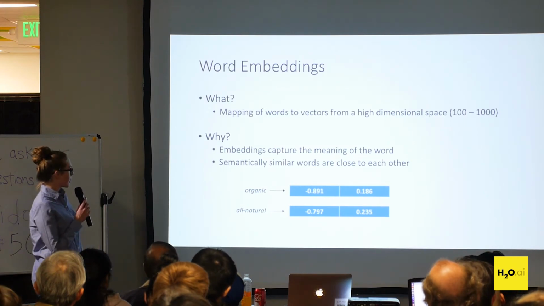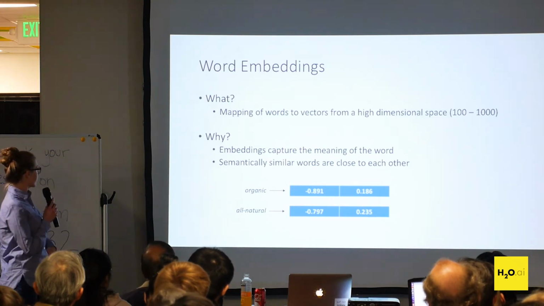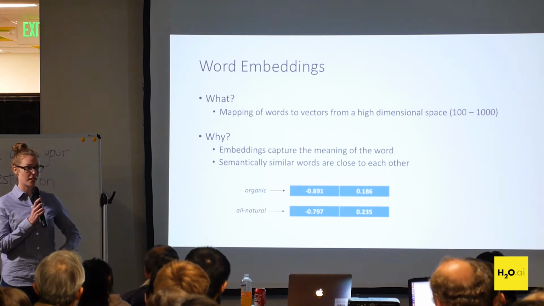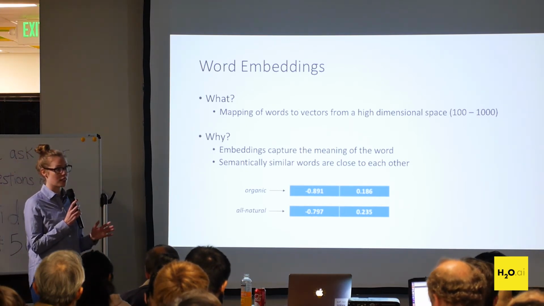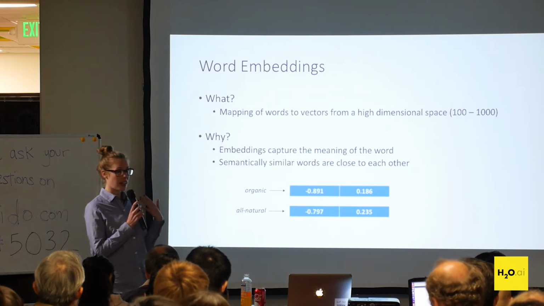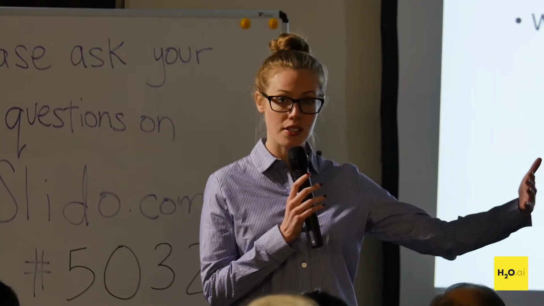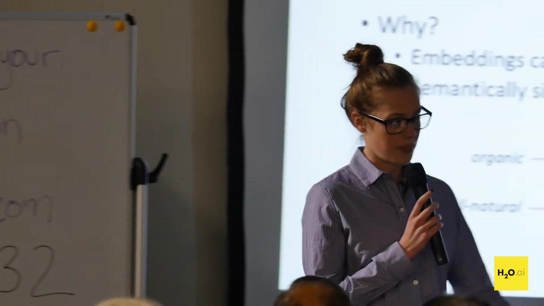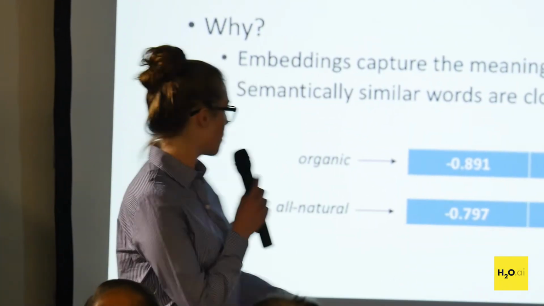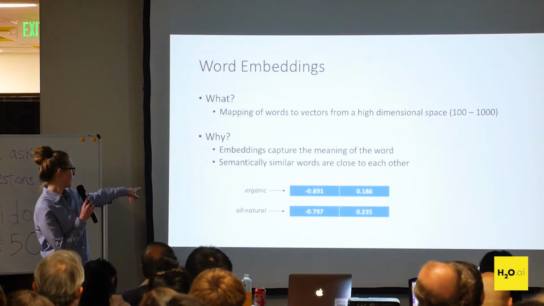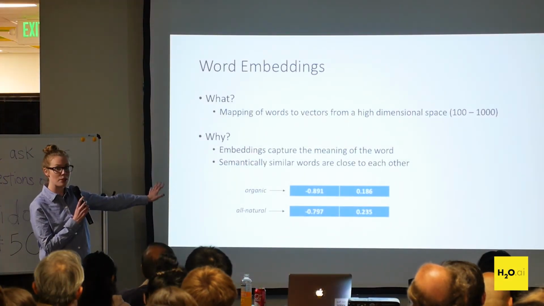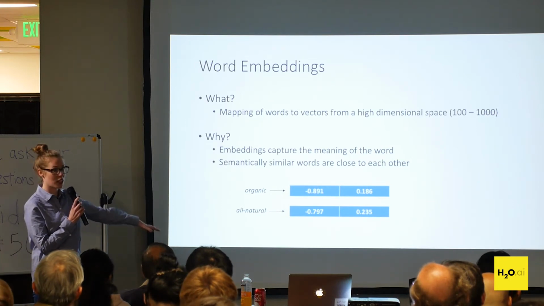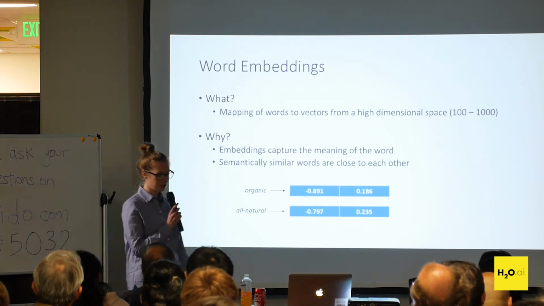With word embeddings, we're going to get word embeddings from Word2Vec. It's going to map our words to vectors, typically 100 to 1,000 length vectors. So for each word, we get this pretty long vector of numbers to represent it. Here I have two examples: organic and all natural. They're converted into a much smaller vector just for the purposes of the presentation, but you can see that now they're converted into numbers, a vector of numbers.